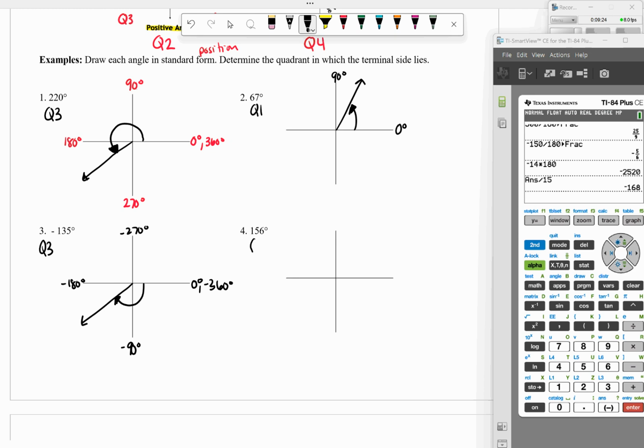156 would be in quadrant 2. So 156 is going to be closer to down here by the x-axis, so from here to here. So those are our angles drawn in standard position.